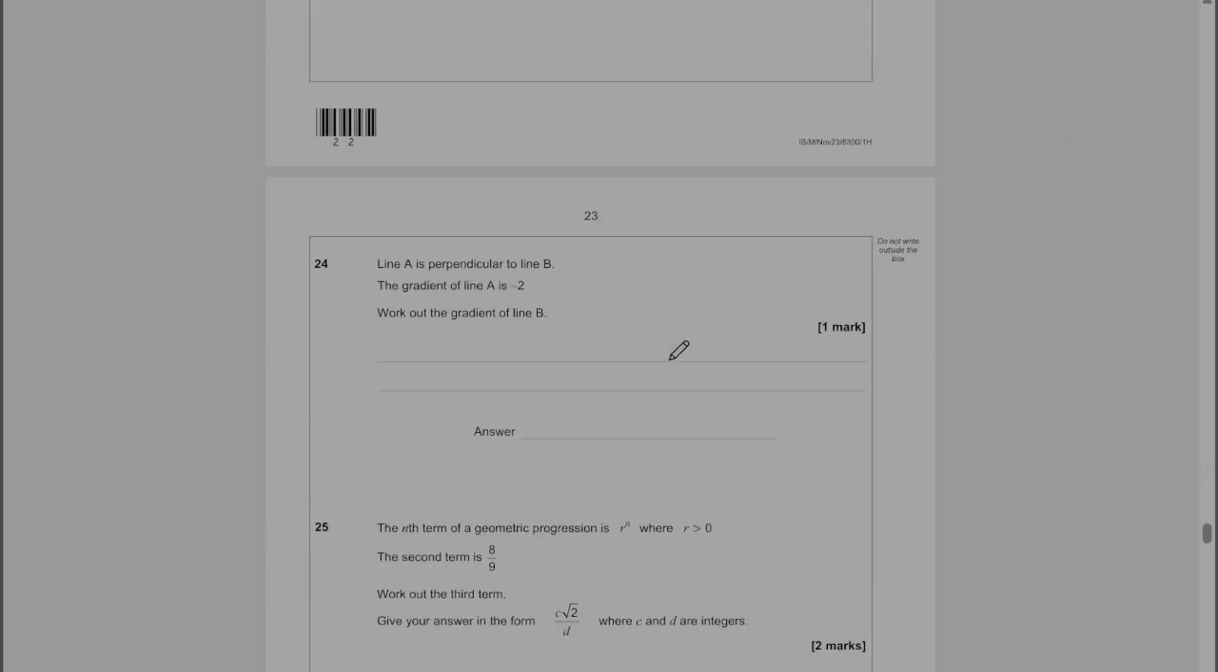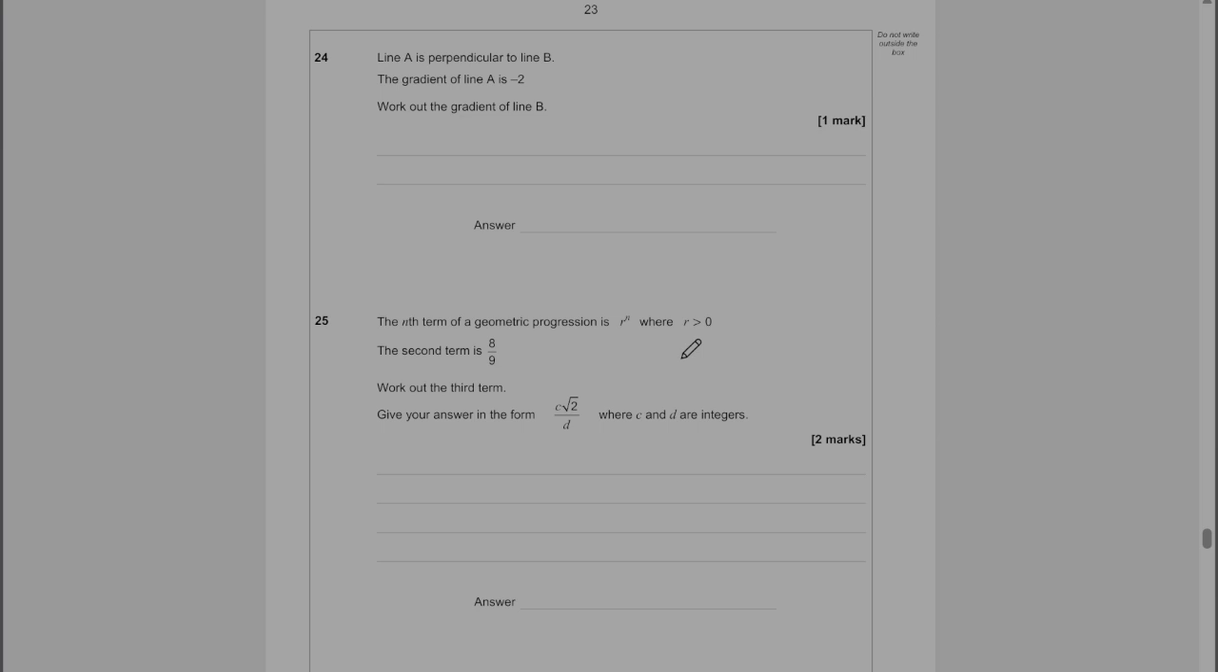Okay then, question 24. Line A is perpendicular to line B. The gradient of line A is -2. Work out the gradient of line B. So we want the negative reciprocal of that. So it's going to be just a half.